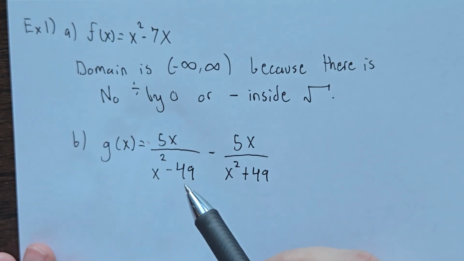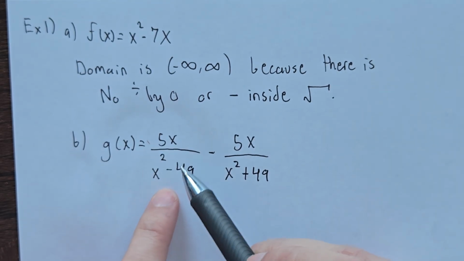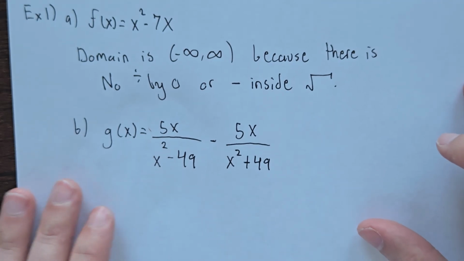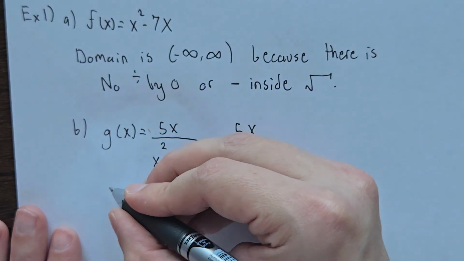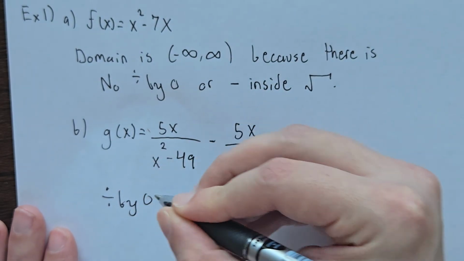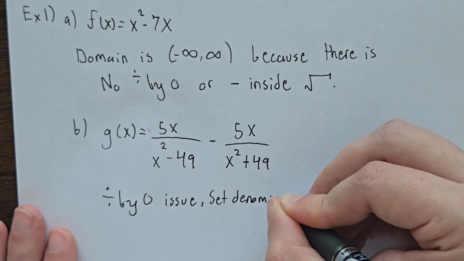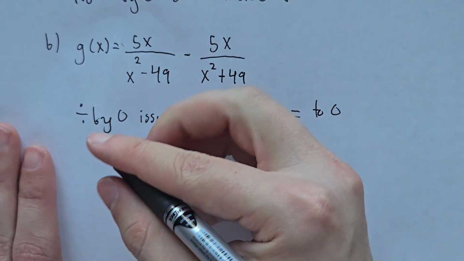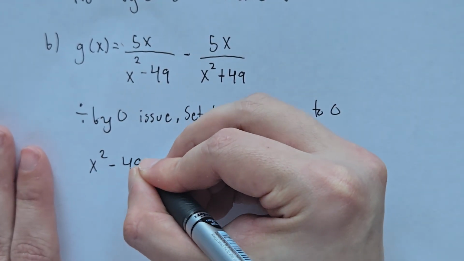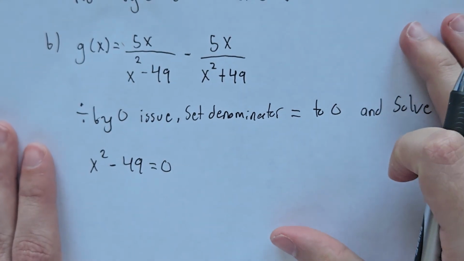The problem is, though, this one has a potential to be 0, specifically when x squared is going to give us a value of 49. The way that we're going to check for the values that we want to avoid is we're going to set the denominator equal to 0. So whenever you're worried about a division by 0 issue, we set the denominator equal to 0. So for example, this one, what we'll do is we'll take x squared minus 49 equal to 0, and then we'll solve for what values of x make this true.